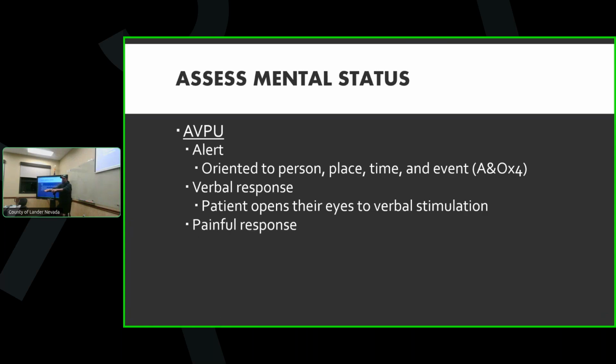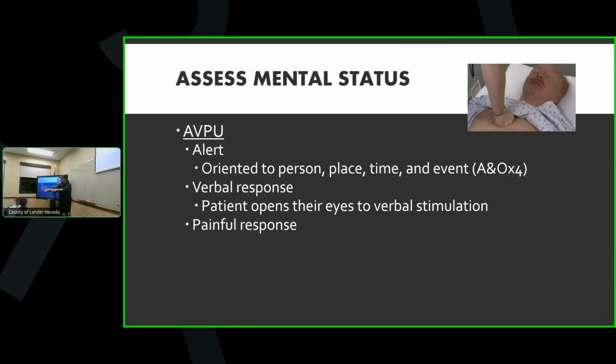Verbal, they open their eyes to verbal. Painful, you hit them. So there's a couple different ways. You can do the sternal rub, you can do the trap squeeze, you can flick their eyelashes. That one's less painful. There's one where you pinch up here by their eyebrow. Apparently that's painful. You take a pen and rub it across the nail beds. If you take a pen right on someone's nail bed and just squeeze, you'll get a painful response.